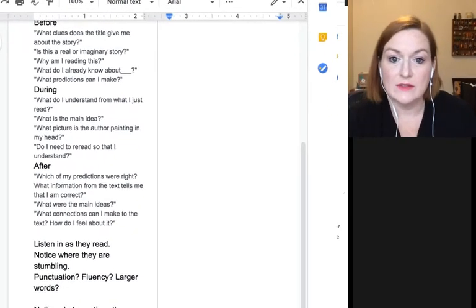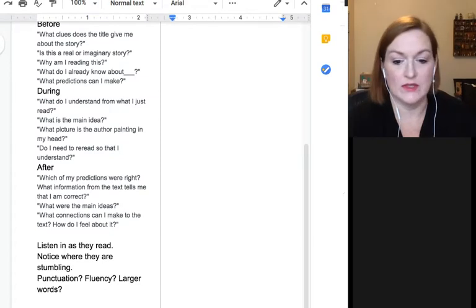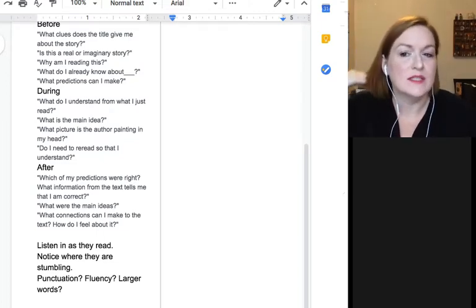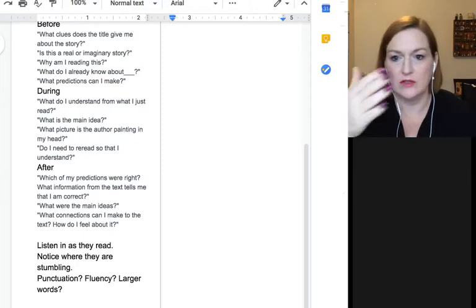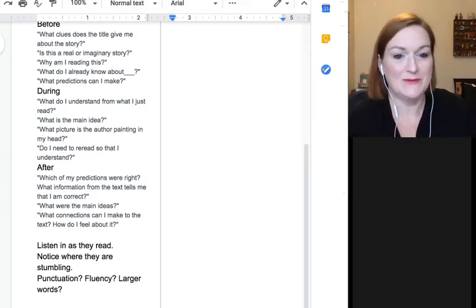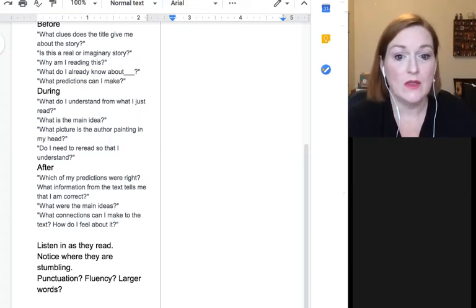So there's that. And again, I just grabbed these from a site. If you Google engaging questions for readers, or before, during, after. When I taught, we did a lot of Bloom's taxonomy of questioning, which has levels of questioning. There's many, many different models of it. Okay, so that's kind of where we go.